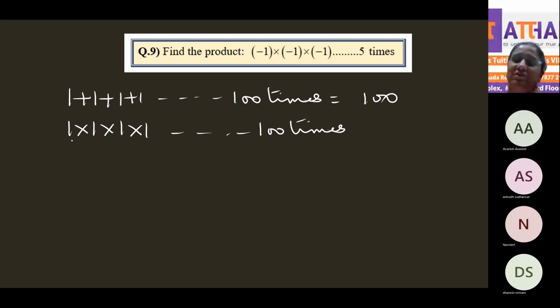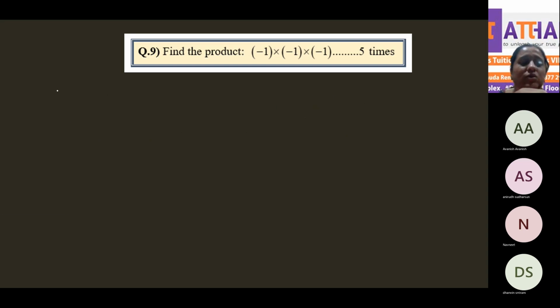When I'm explaining, please keep quiet. So when you see here, you can see 1 how many times? 1, 2, 3, 4 times. So like this, if you write 1 into 1 into 1 into 1, 100 times, what's the answer? 1. What is 1 plus 1 plus 1, 100 times? 100. Because 1 plus 1 is 2, 2 plus 1 is 3, 3 plus 1 is 4.